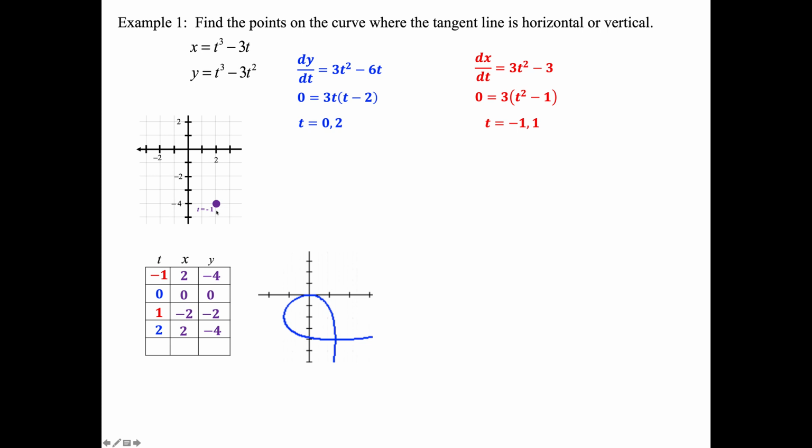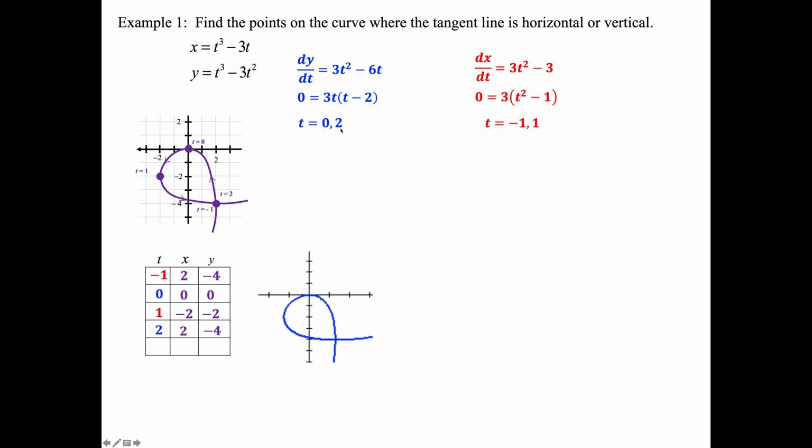When t is equal to negative 1, I'm at (2, negative 4). T equals 0, I'm at (0, 0). T equals 1, I'm at (negative 2, 2). And at t equals 2, I'm back to (2, negative 4). So with my calculator assisting me, I have a good idea how to draw my curve. And the biggest thing is to make sure you put your arrows in there so it shows direction.